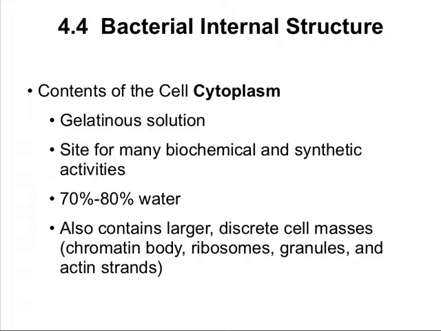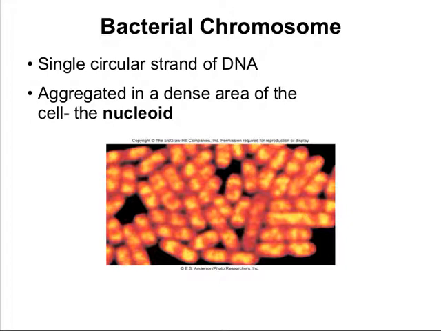occur inside the cell. Within the cytosol, or the liquid component, we have many other components that contribute to the cytoplasm. They have things like cell masses, like the chromatin body, the ribosomes, the granules, and actin and tubulin strands that act as the cytoskeleton in some of the bacteria that have those components. Taking a closer look at these cell masses, we'll first consider the bacterial chromosomes.